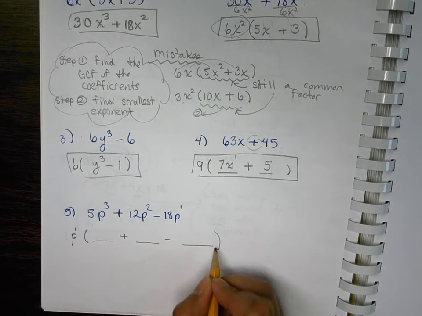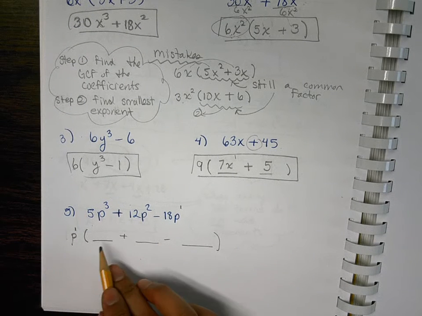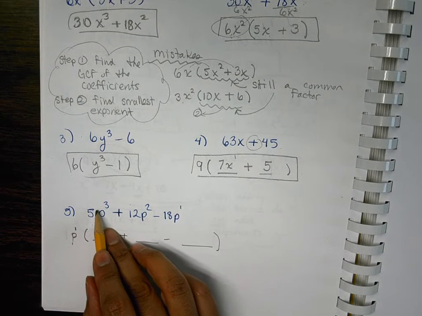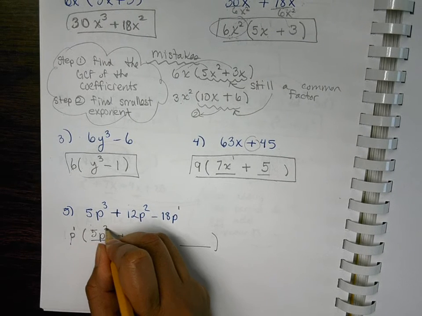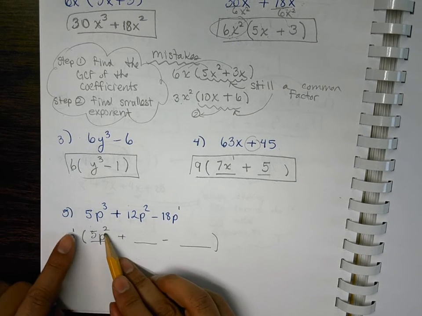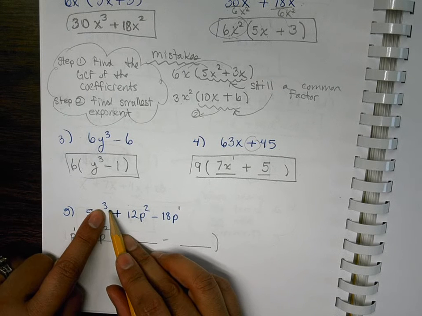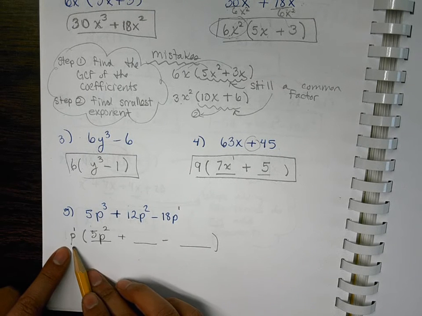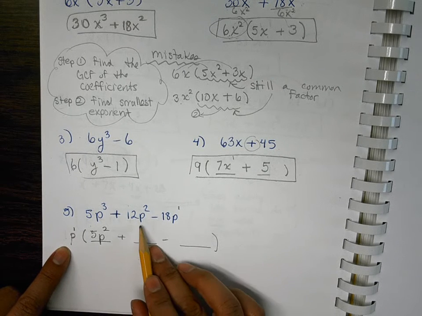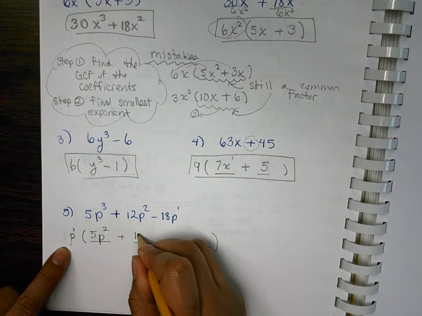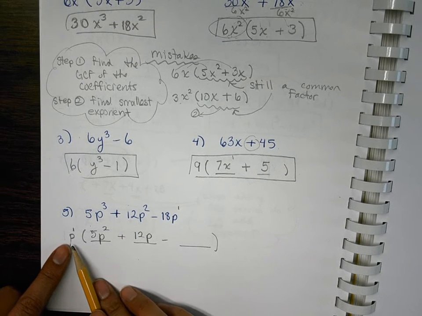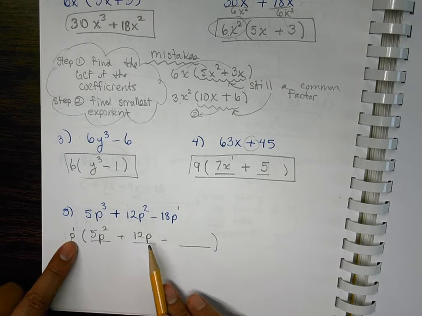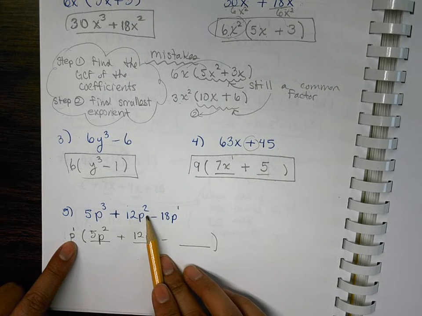Okay, p to the first times what is 5p cubed? 5p squared. Now I heard a few of you say 5p. How did you guys get that? Because 1 plus 2 is 3. Okay, p to the first times what is 12p squared? 12p. I need you guys paying attention. Why? Because 1 times 12 is 12, and p to the first times p to the first is p squared.